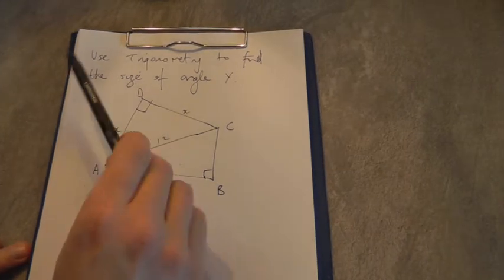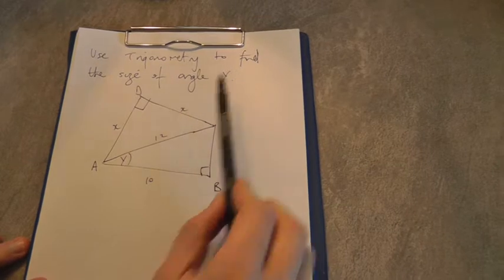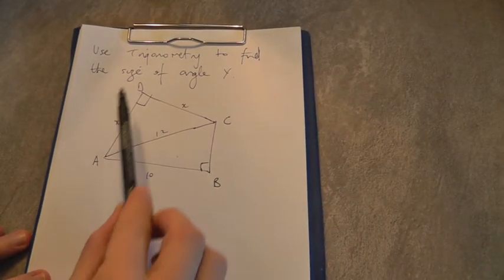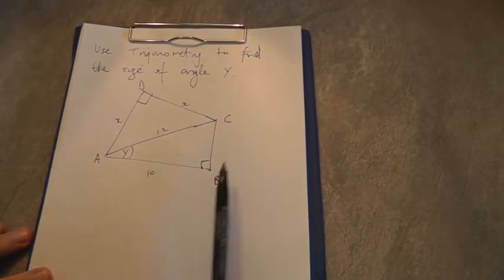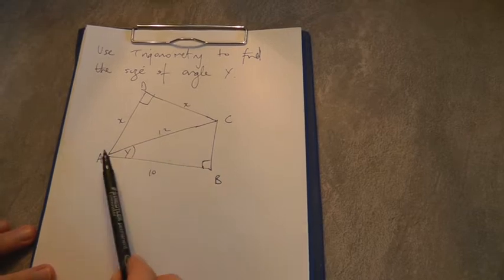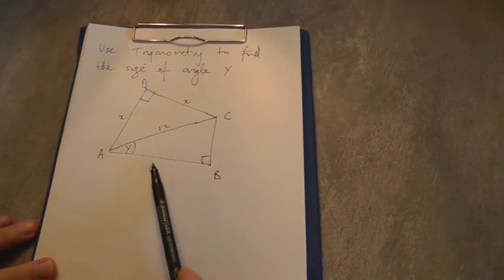Okay, the question here is use trigonometry to find the size of angle y, and that is angle y there. Now in order to find out angle y, what we have here is a quadrilateral. I'm not going to use the quadrilateral, I'm going to use this triangle here, because this triangle here, ABC, contains the angle y, and we know two lengths of two of the sides.